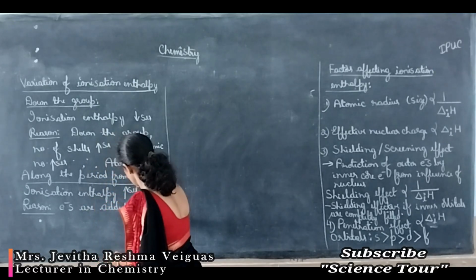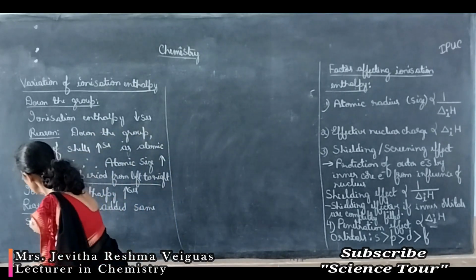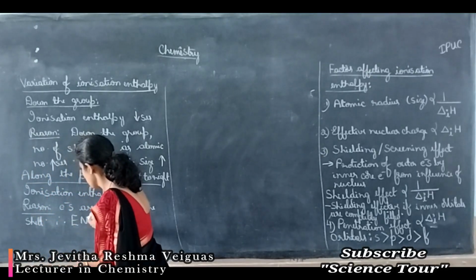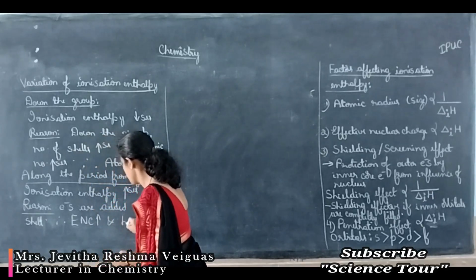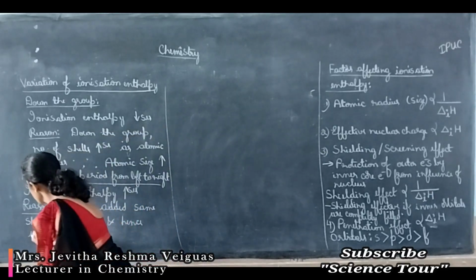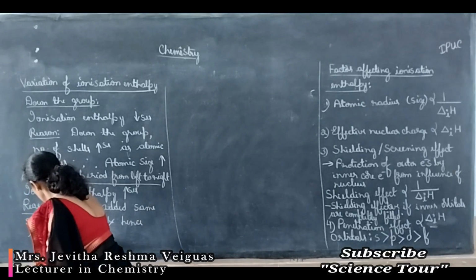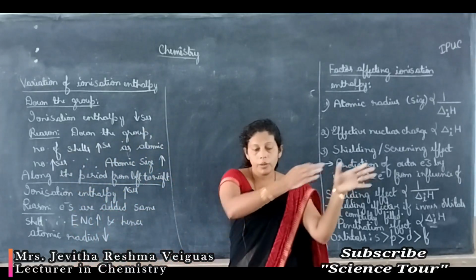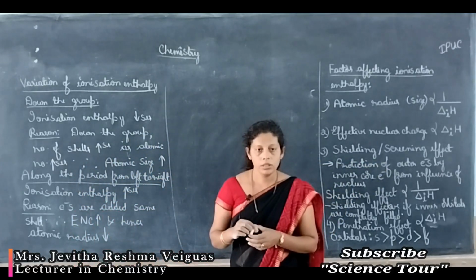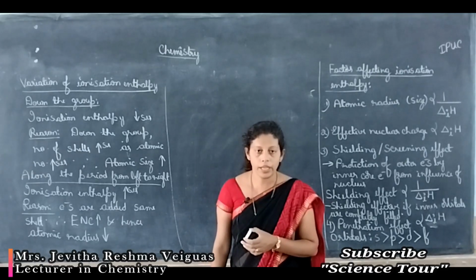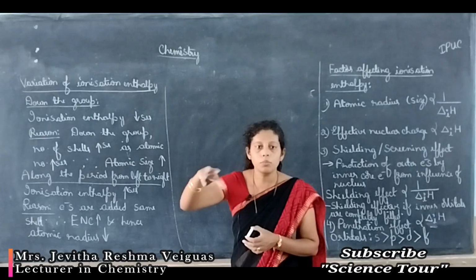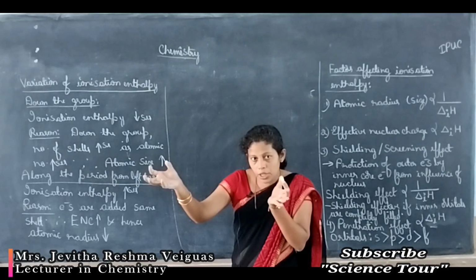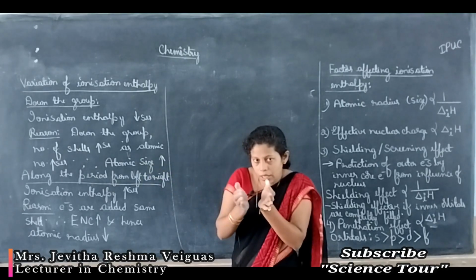Same shell. So what happens is effective nuclear charge increases and hence atomic radius decreases. From left to right in the periodic table, atomic number increases, means number of electrons increase, but electrons are added to the same shell. So effective nuclear charge increases, which leads to more attraction towards the nucleus, hence the size decreases.